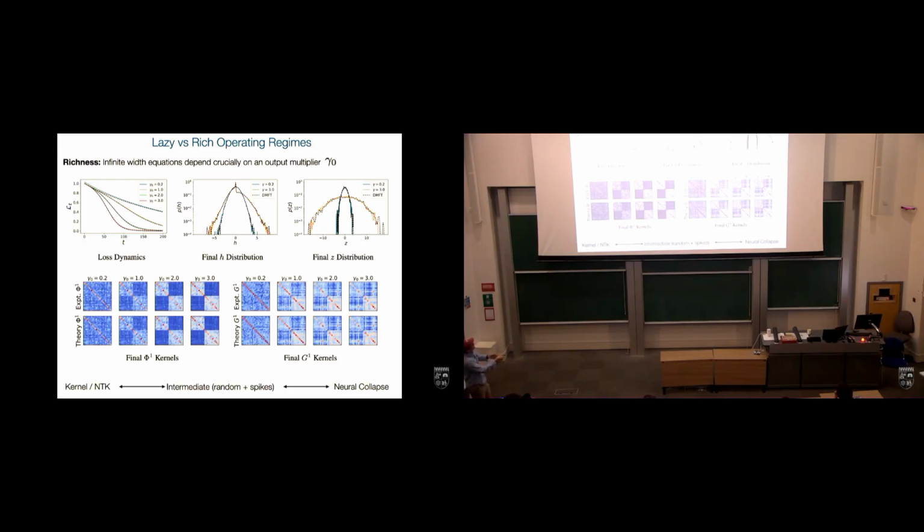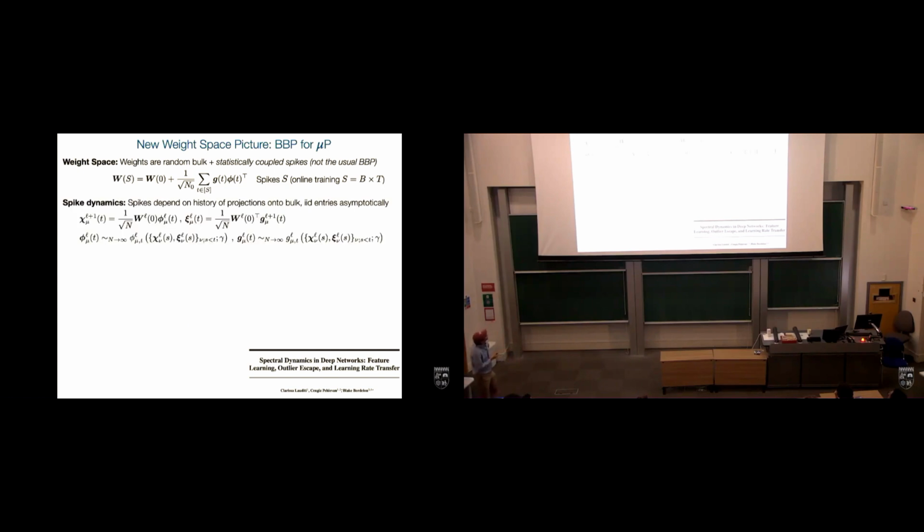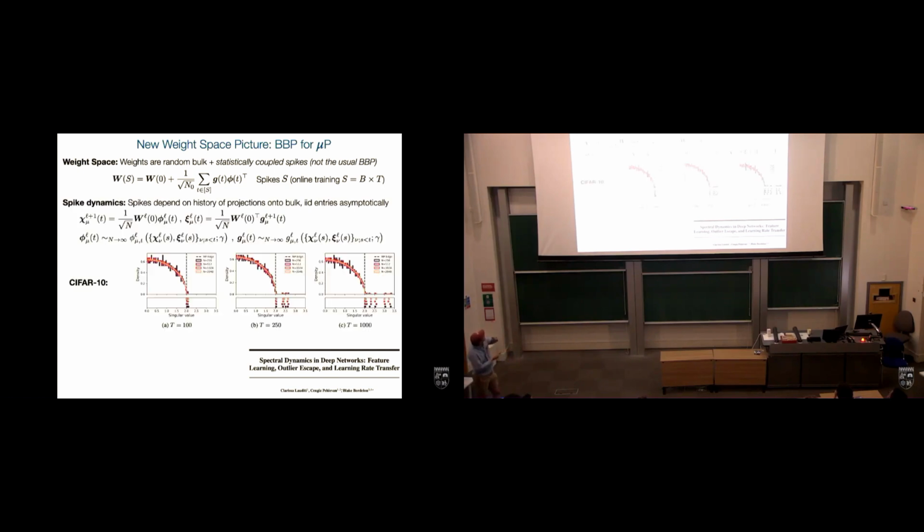Then there's this intermediate regime where the weights really look like this bulk plus spikes picture, and they're on the same order. And then there's this other regime. If I took gamma super, super large, there's this neural collapse regime where I've forgotten about the component from randomness, and I've just fully aligned to the labels, more or less. Okay. I'm just going to go through this quickly because I mentioned this yesterday, but we had this weight space picture.